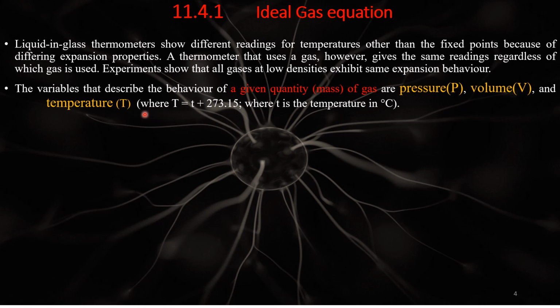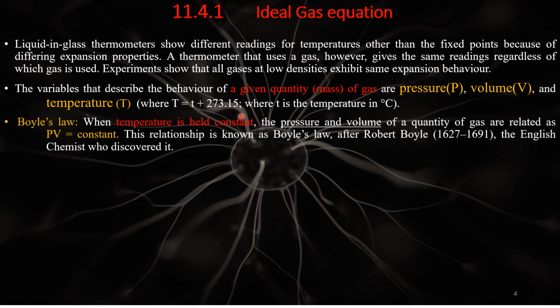Here capital T equals small t plus 273.15, where small t is the temperature in degrees centigrade. Capital T is the absolute temperature that you are going to study in the next slides. Hence, capital T is equal to small t plus 273.15.